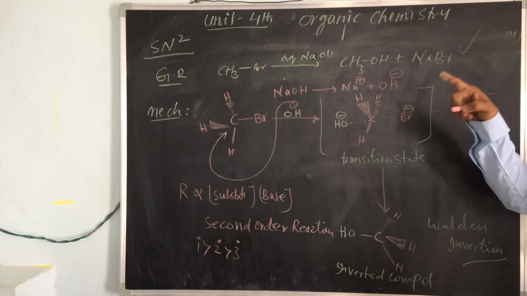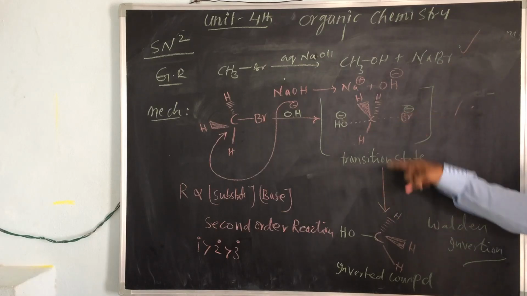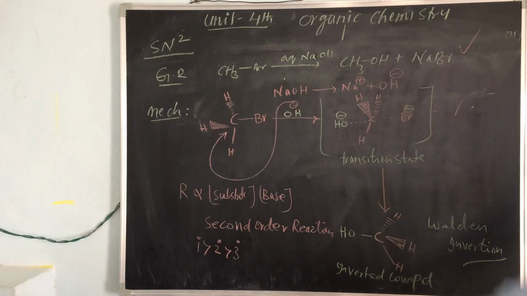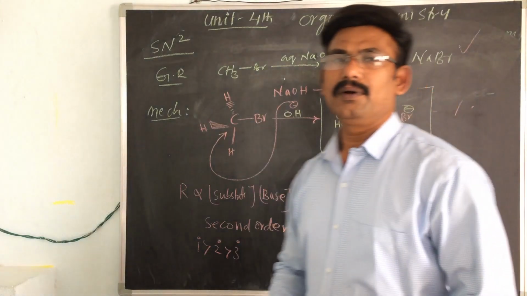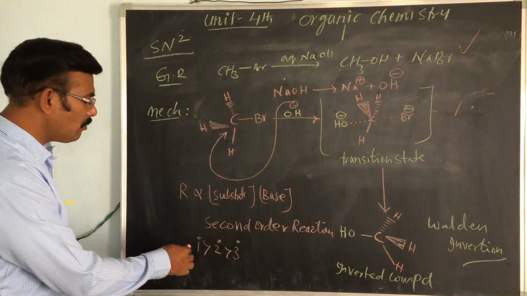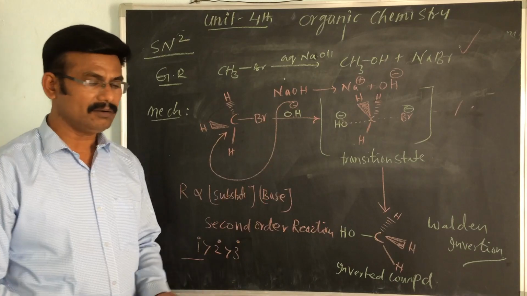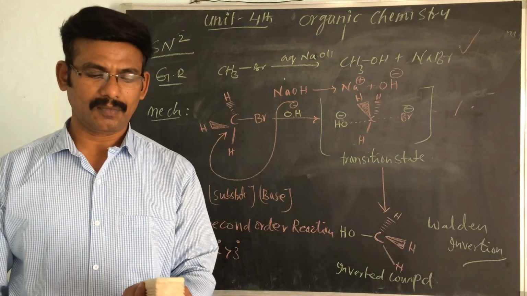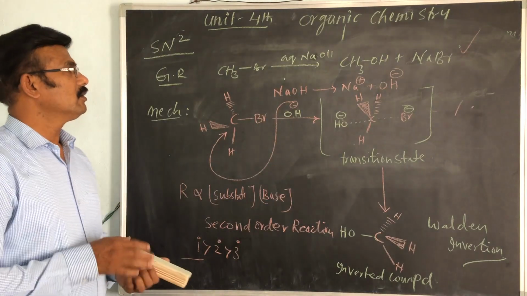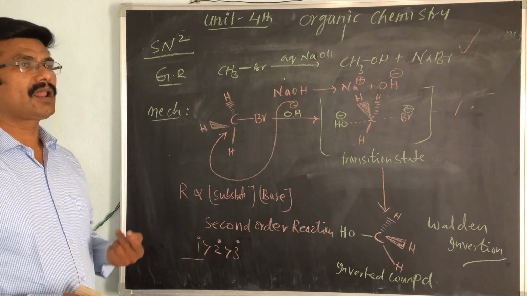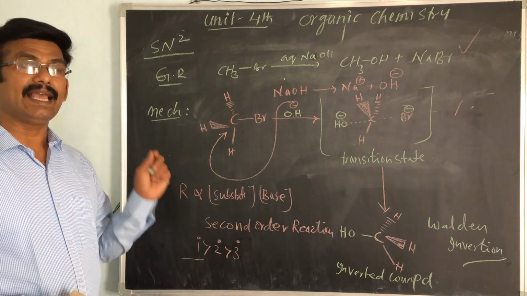That is the reason it is bimolecular. The rate depends upon both molecules, called bimolecular. It is a second order reaction, and it favors primary; primary is more reactive than secondary and tertiary. Okay, take this down. Now after this, we have to discuss the SN1 reaction.